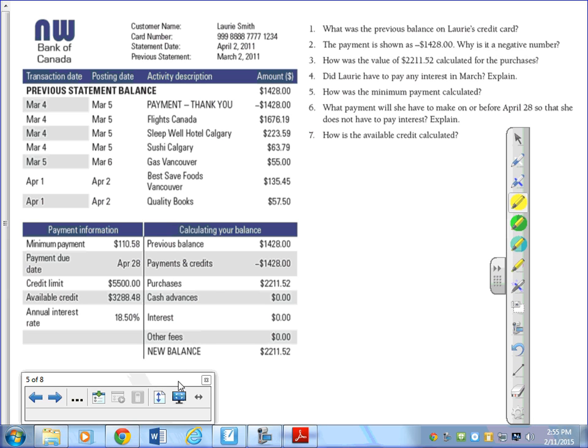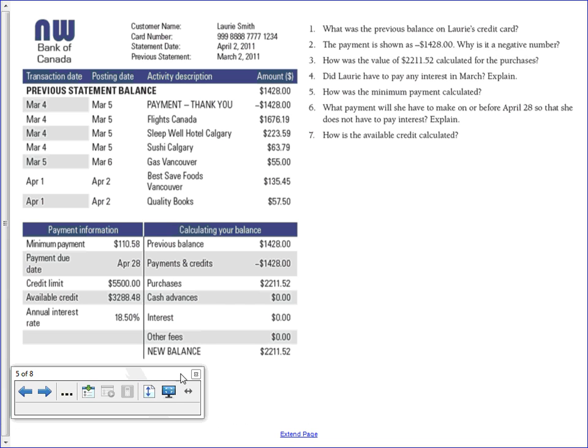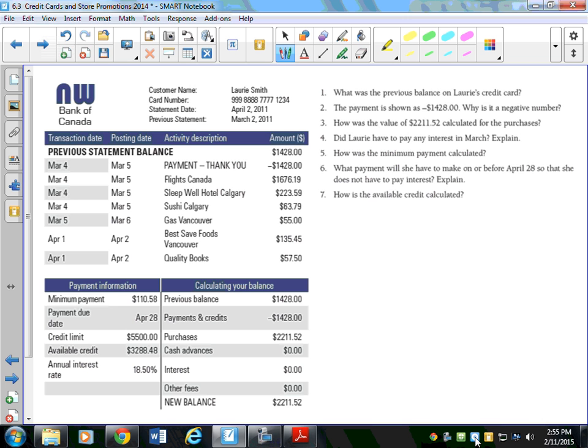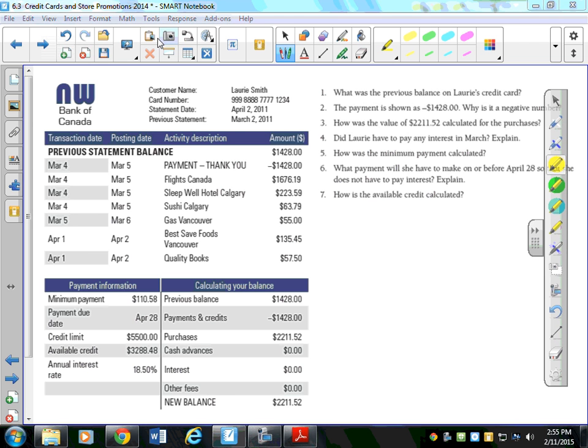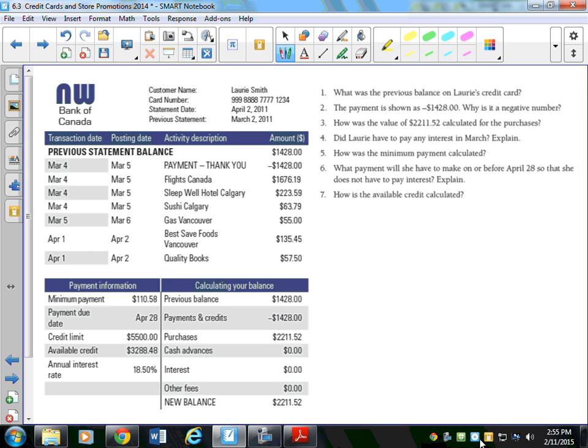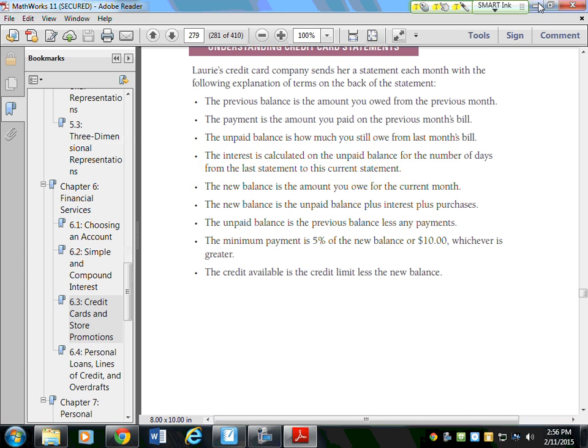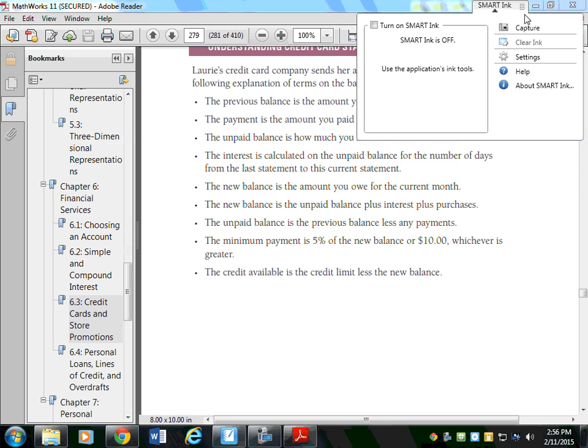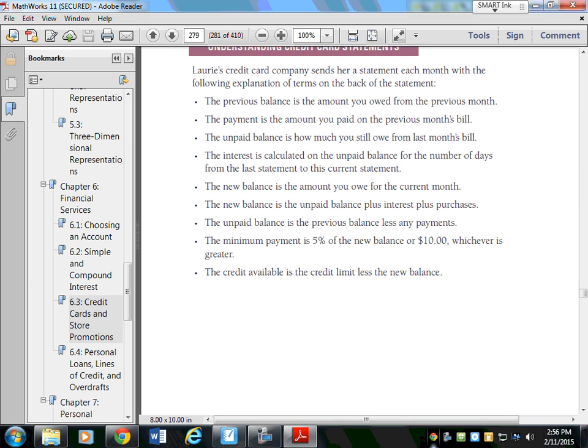This one is from the fictitious Northwest Bank of Canada, which doesn't exist, but for our purposes we're going to look at it. When you have a credit card statement, there are a few key things. I'm just trying to get the highlighter here. Give me a second. Where are we? Oh boy. Sorry about this. There we go.